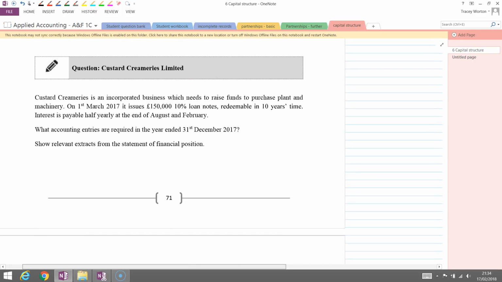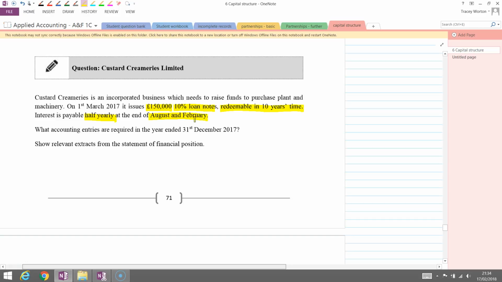So looking at an example, we have Custard Creameries, an incorporated business, and it needs to raise funds to purchase plant and machinery. On the 1st of March 2017, it's issuing £150,000 worth of 10% loan notes, which are going to be redeemable in 10 years' time. In other words, we're going to borrow the money now, £150,000, we're going to be paying interest at 10% of that, and then in 10 years' time we're going to return the £150,000 back to the borrowers. Interest is paid half yearly at the end of August and February.